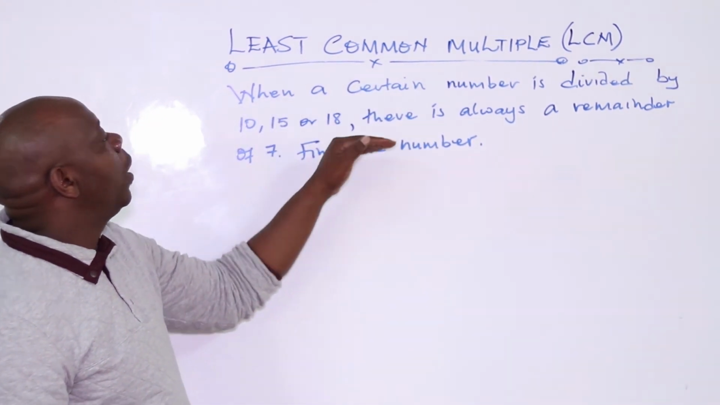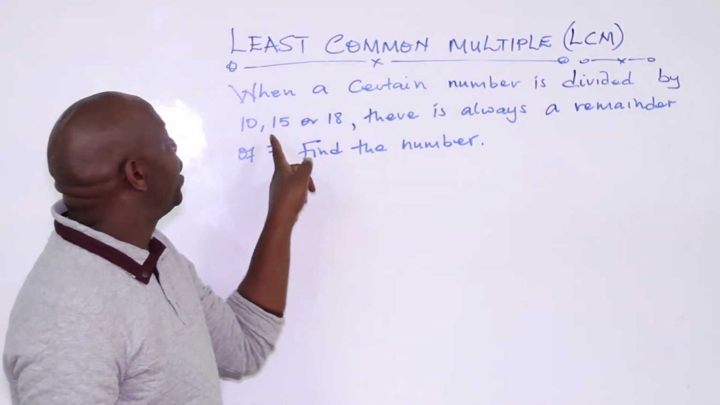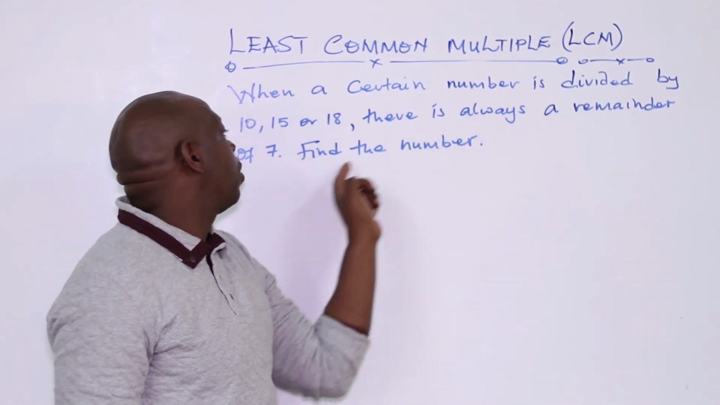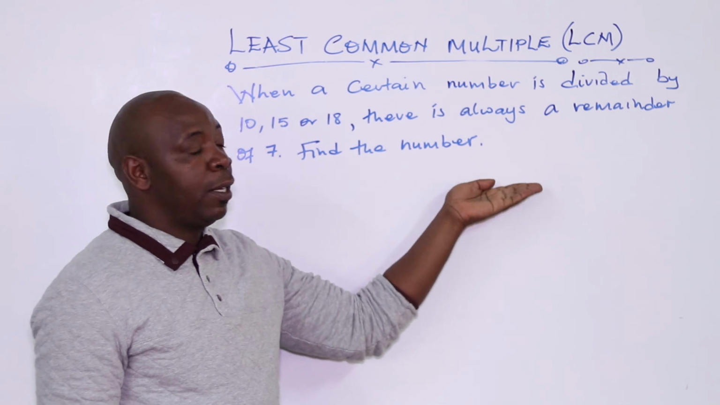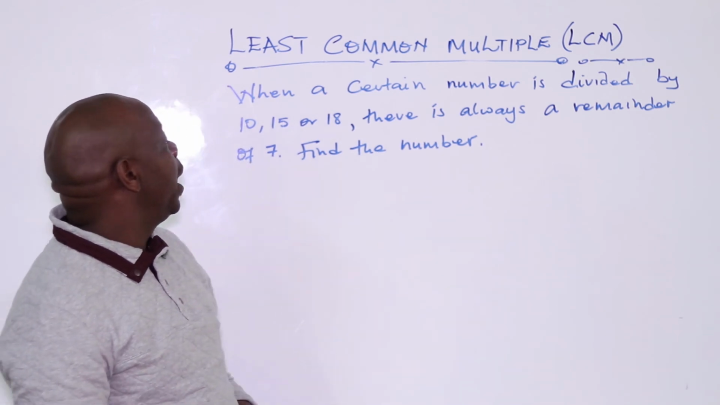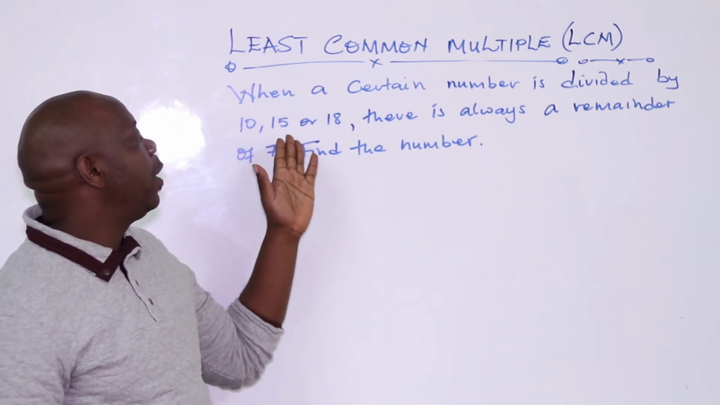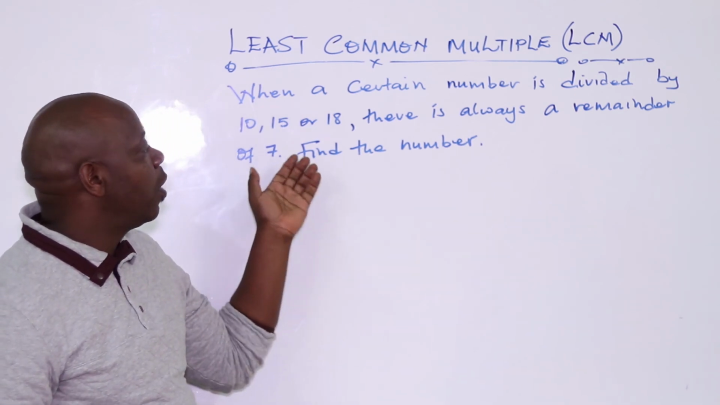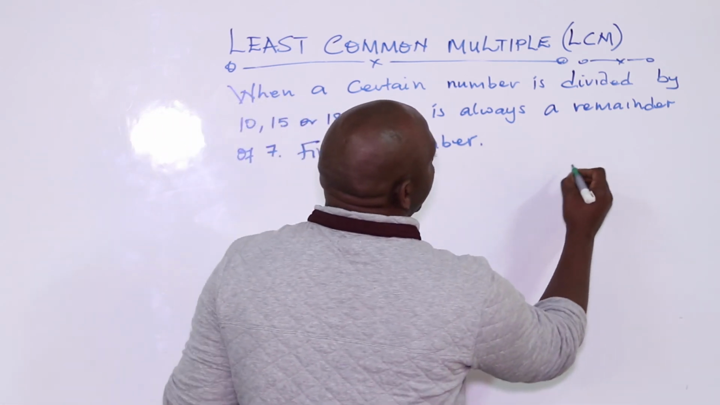On to our last question. You are told when a certain number is divided by 10, 15, or 18, there is always a remainder of 7. You have to find the number. Here, we get the LCM of 10, 15, and 18. Then the LCM you add to 7.